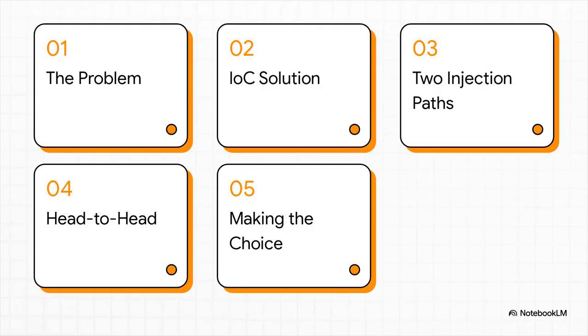So here's how we'll tackle this. We'll start with why dependencies can be such a problem in the first place. Then we'll see how Spring's inversion of control saves the day. We'll look at the two main ways to inject dependencies, put them head-to-head, and wrap up with some clear advice so you know exactly which one to choose.